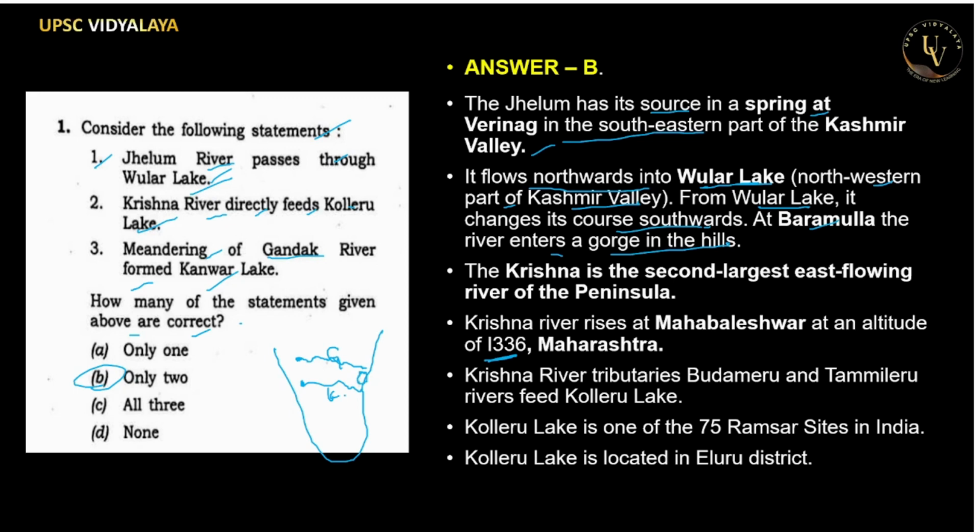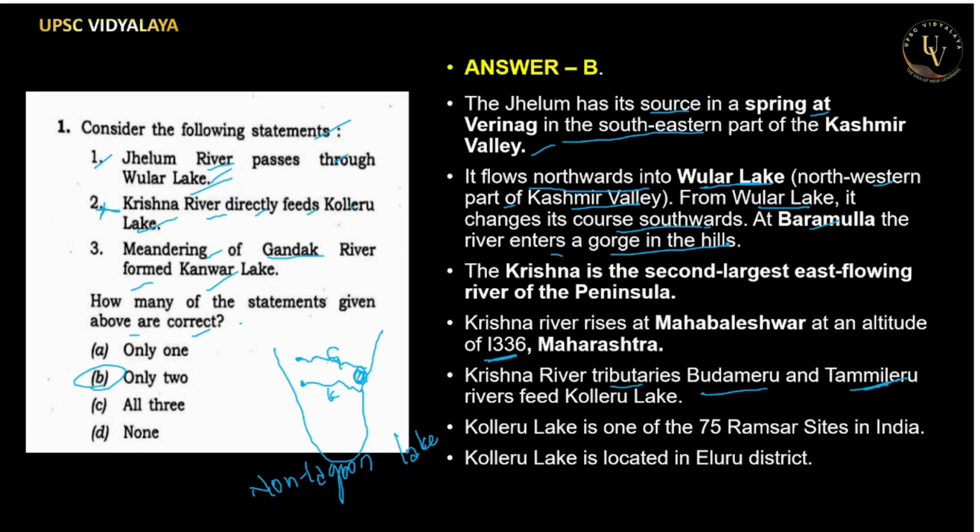And what feeds this Kolleru Lake? First of all, Kolleru Lake is a non-lagoon lake. If it were a lagoon lake, the river would directly be the source, but it is a non-lagoon lake. Next, it is in between Godavari and Krishna. So the Kolleru Lake receives water from the Krishna River and Godavari River tributaries, mainly from Krishna River tributaries like Budameru and Tamileru. So we cannot say that Krishna River directly feeds the Kolleru Lake. But if you ignore the tributary part, then you can say that Krishna River directly feeds the Kolleru. So this point is a little tricky. I am eliminating this point, so I am saying statement number 2 is incorrect.